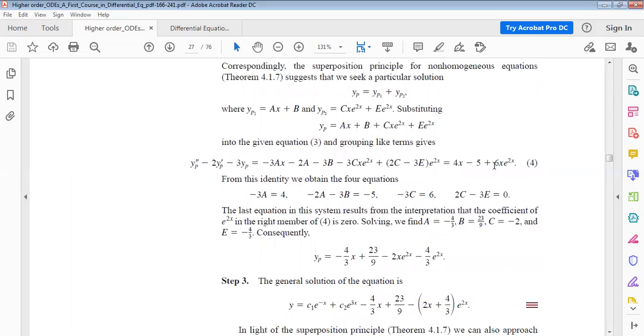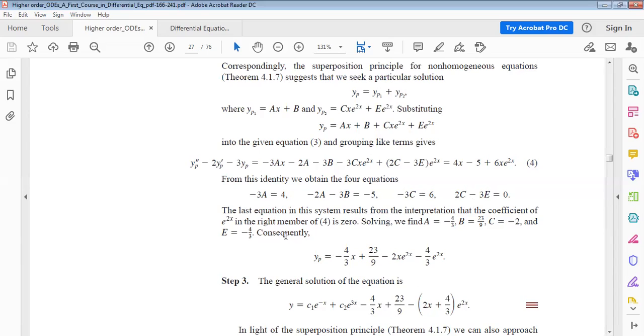Okay, so here the coefficient of e to the power 2x: it is actually absent here, so the coefficient of e to the power 2x will be 0. Understand? And the coefficient of x into e to the power 2x is minus 3c. Minus 3c equals 6. So we get a equals minus 4/3. Then putting the value of a, we get b equals 23/9. Then c equals minus 2, and after putting the value of c here, we get e equals minus 4/3 consequently.